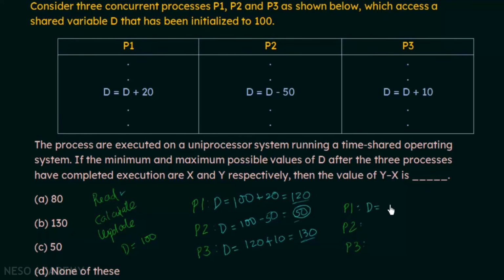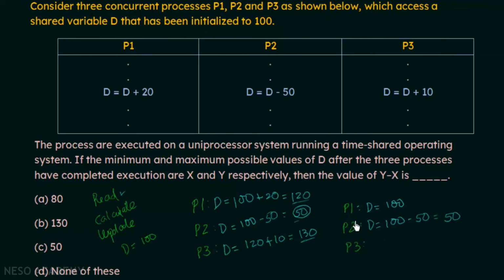So P1 will first read. So what is the value of D? The value of D is 100. And then before P1 could calculate and update, let's say that it gets preempted. So it gets preempted and the control goes to P2. For P2, the value of D is still equal to 100. Let's say that P2 is allowed to read, calculate and update. So what does P2 do? It subtracts 50 from it and makes the value equal to 50. So this is the value that we have for D, updated by P2.